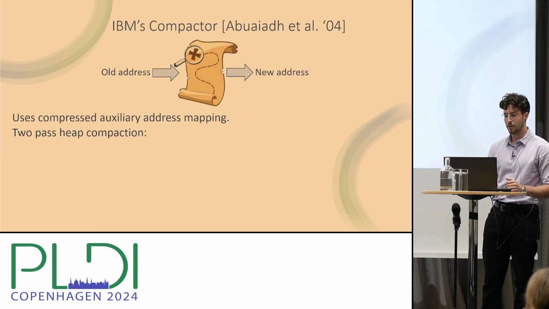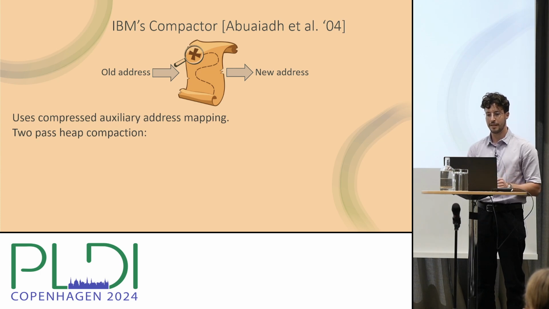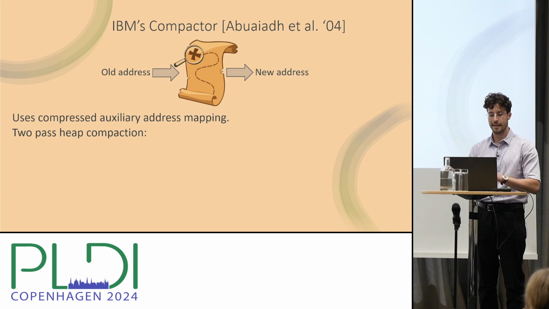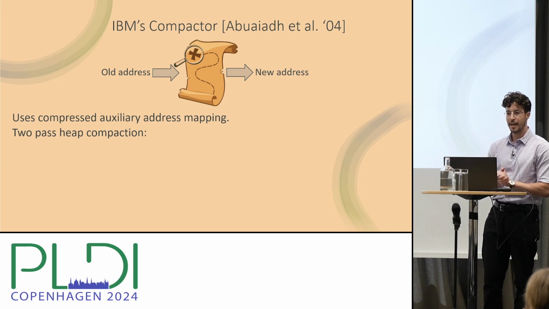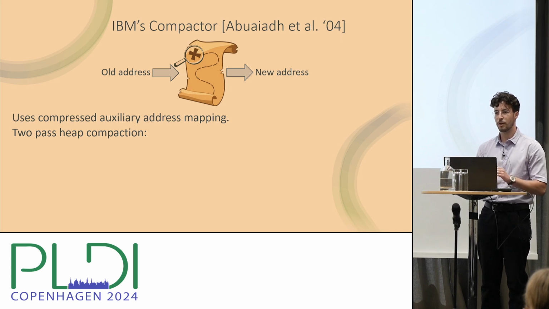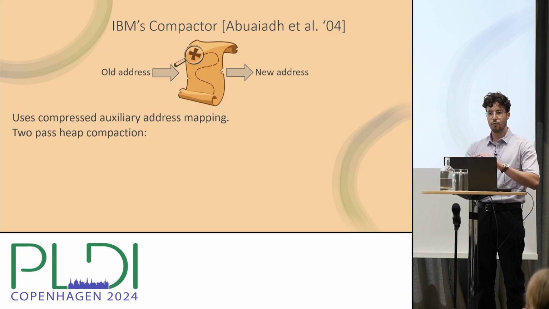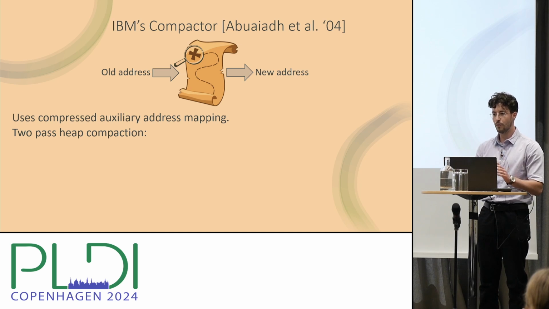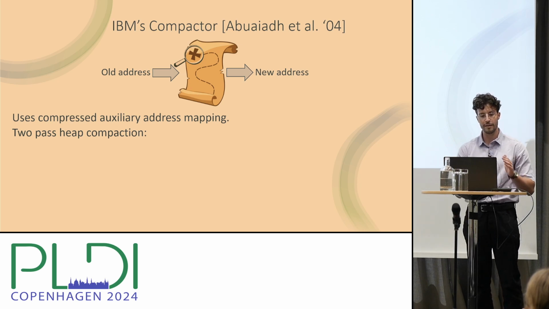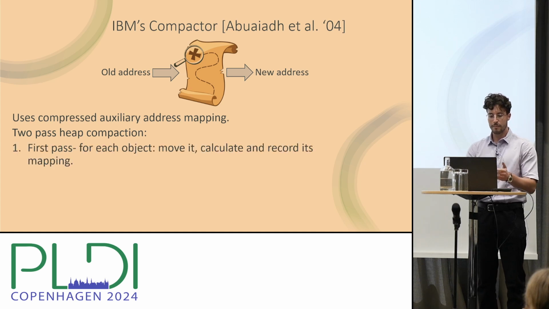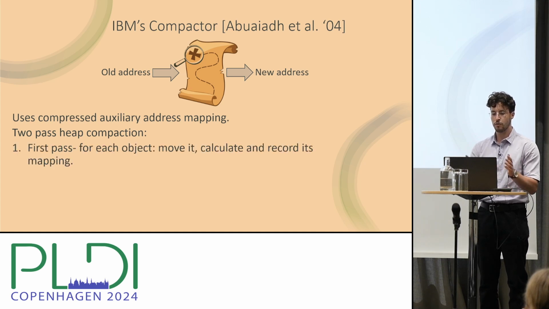The second building block of the one-pass compactor is IBM's compactor by Abuaiadh. This compactor uses an auxiliary address mapping, which is kept in a compressed way to not require too large of a memory overhead. And we basically can think of it in the following way. It gives us the functionality to give it as an input the old address of an object, and get as an output its new address. This can be used to compact the heap in 2 passes.